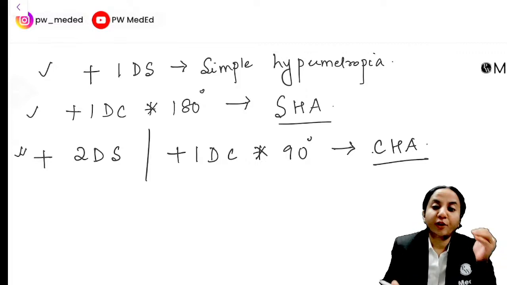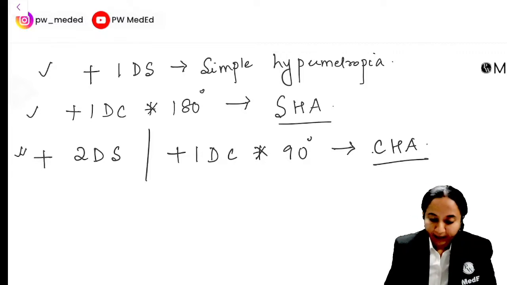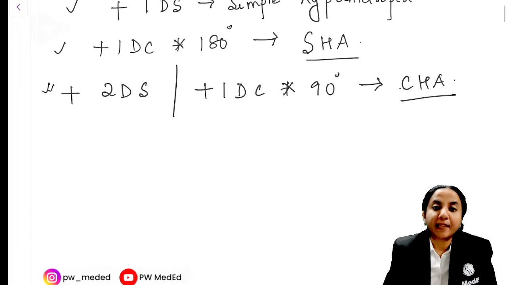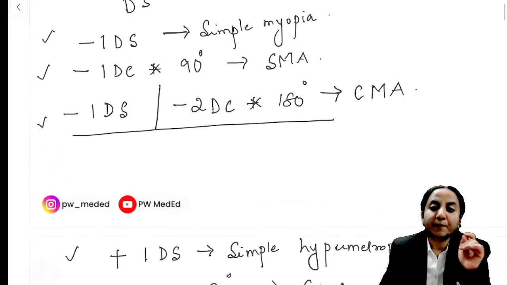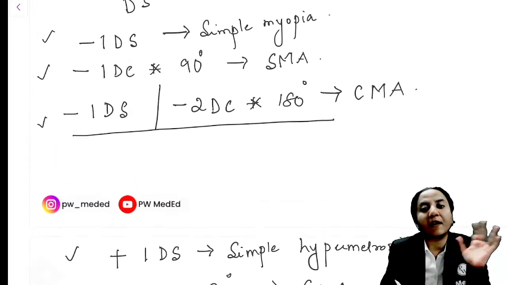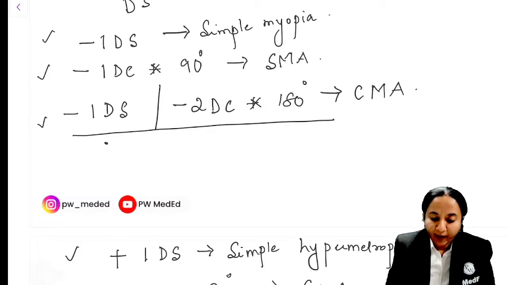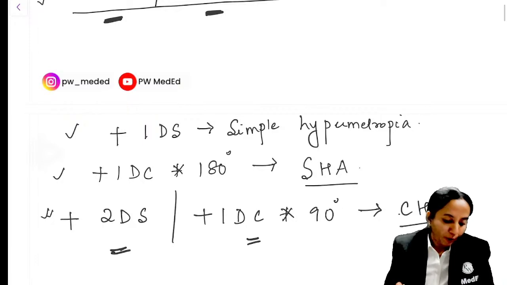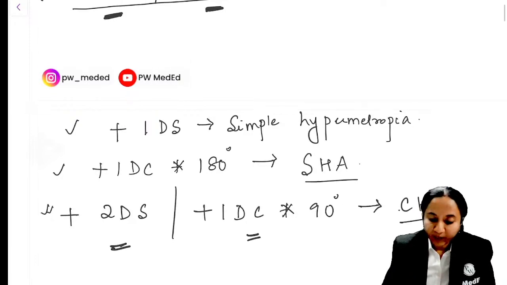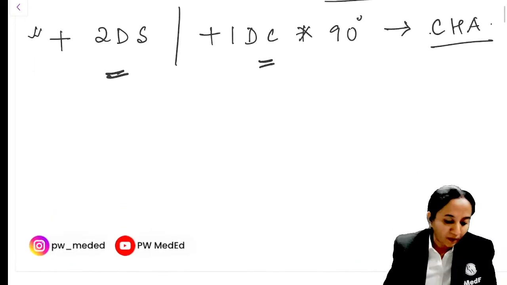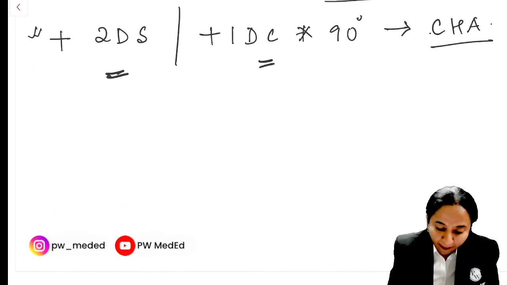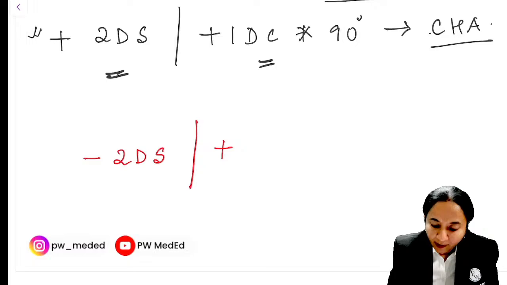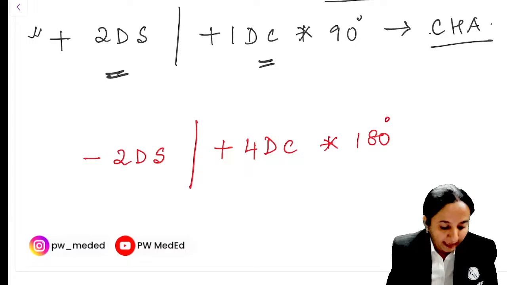Yes. Now I am going to go on to something slightly more difficult. In the prescriptions that we have discussed so far, both of them are plus or both of them are minus. Now suppose I give you a prescription like this: minus 2 diopter sphere and plus 4 diopter cylinder at any axis.